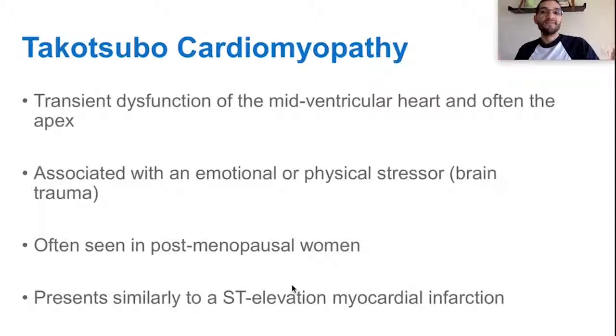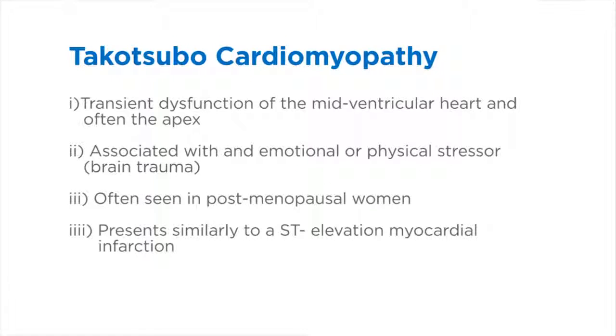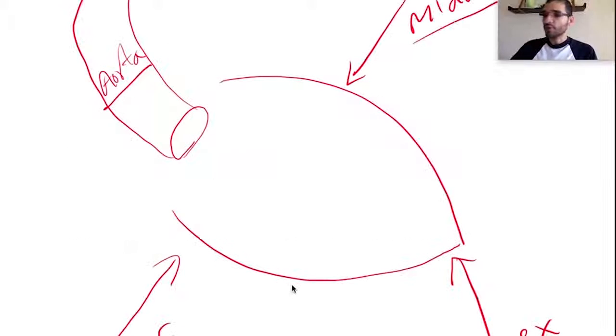in the setting of stress, often seen in postmenopausal women. It tends to get better in a few weeks, and often you get a repeat echocardiogram in about 4 weeks and you see an improvement. So I just wanted to show you a picture of what I mean by Takotsubo's cardiomyopathy. As you can see in this picture, you have the base of the heart right here.